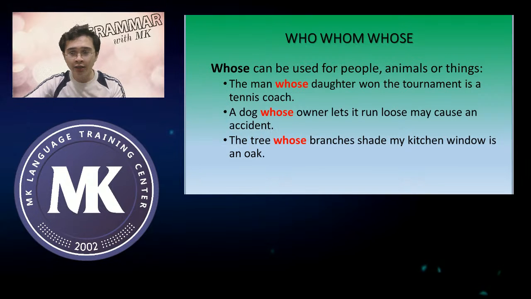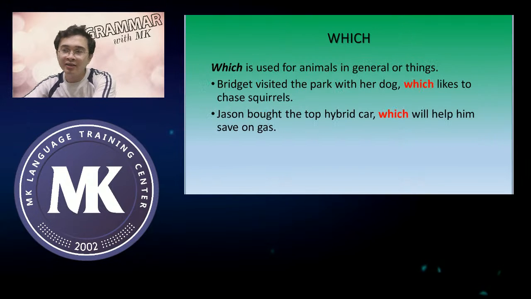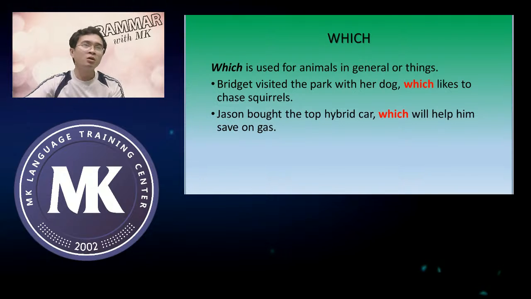Okay, and for the next one, oh, we have which. Commonly, some people use which. Which is kind of easy to use because we use which for animals and in general for things somehow. So maybe we can use it for things, we can use it for people sometimes, or maybe for animals. So we can use it in every situation.